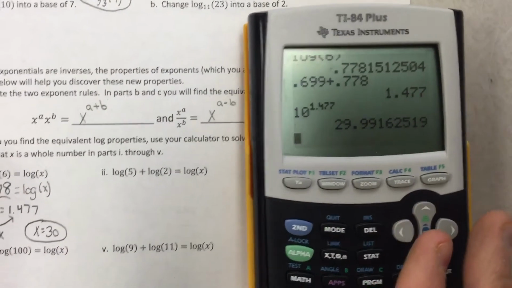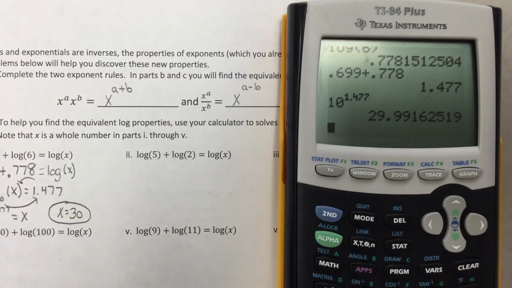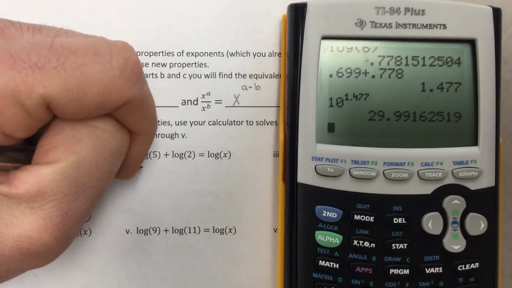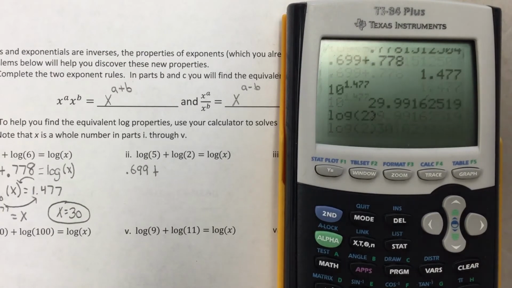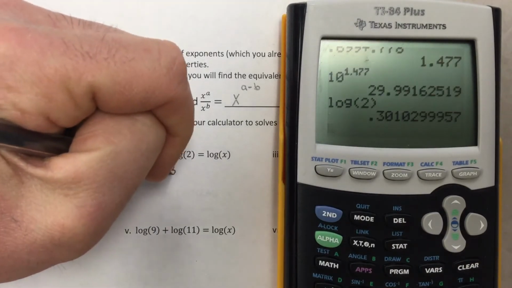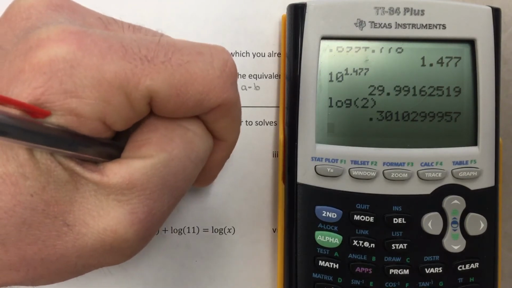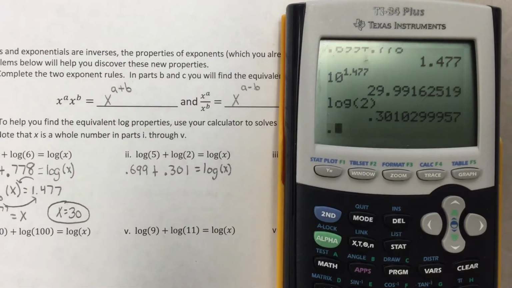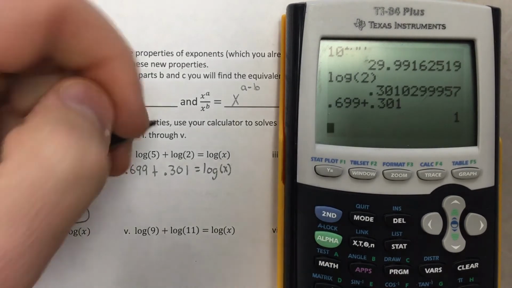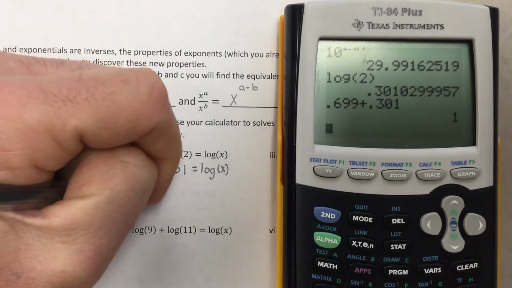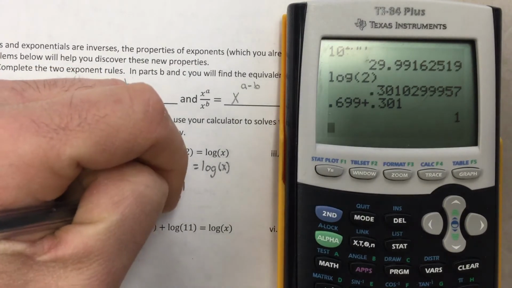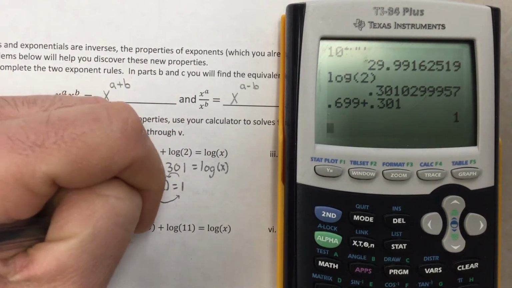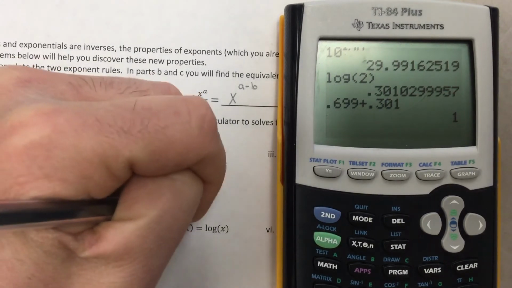All right. So I have log of 5. Log of 5 again is 0.699 plus log of 2, which is 0.301. And that's equal to log of x. So when I add 0.699 plus 0.301, I get 1. So I end up with log of x, and again, that's a base of 10, is equal to 1. And when I convert that, I end up with 10 to the first equals x. So x is equal to 10.